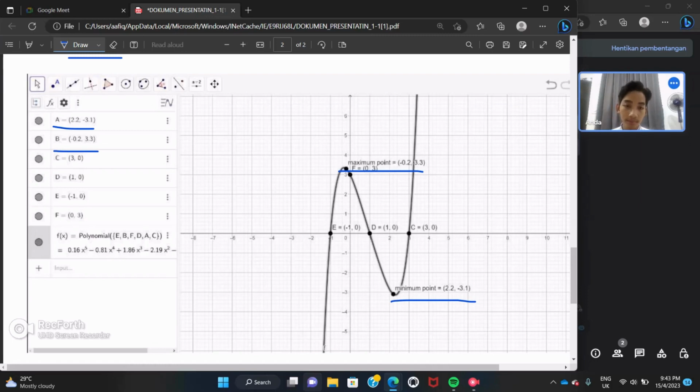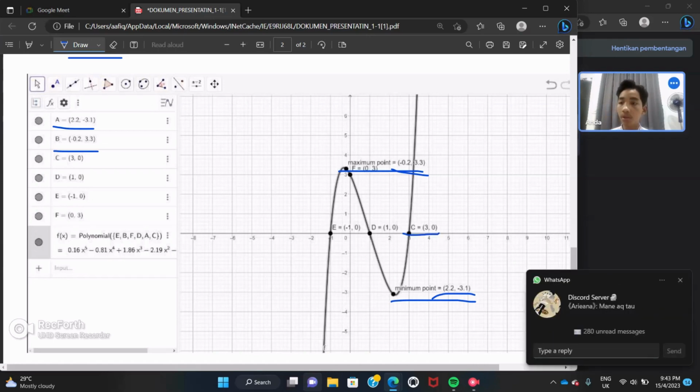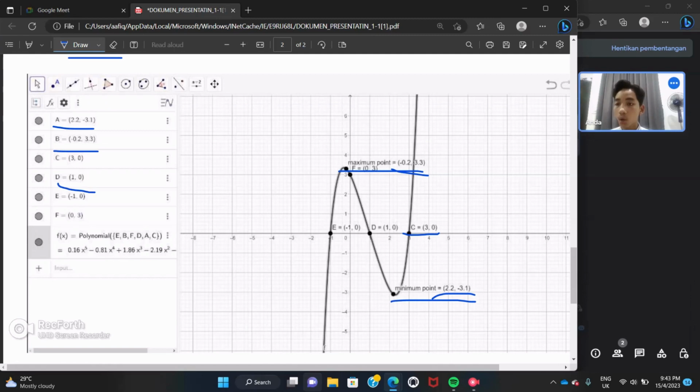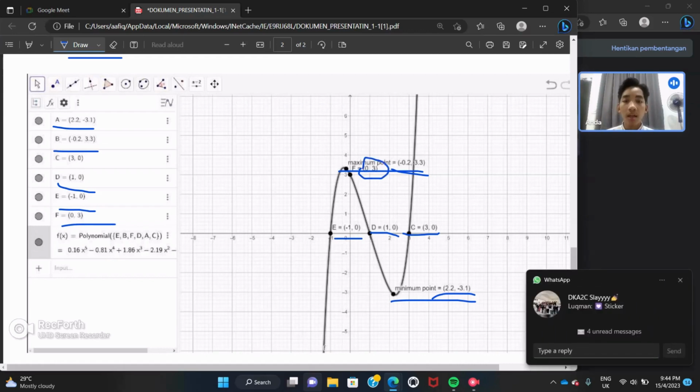A is 2.2 and negative 3.1, right here. And B is negative 0.2 and 3.3, right here. So C is 3.30 right here. And D is 10 right here. And E is negative 10 here. And F is 0.3. Here you go.